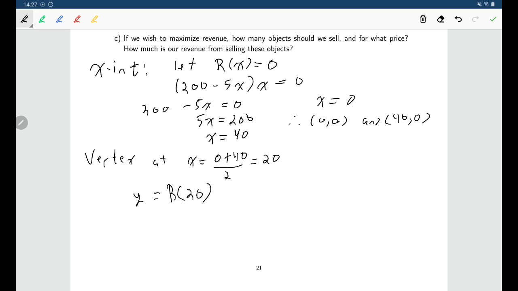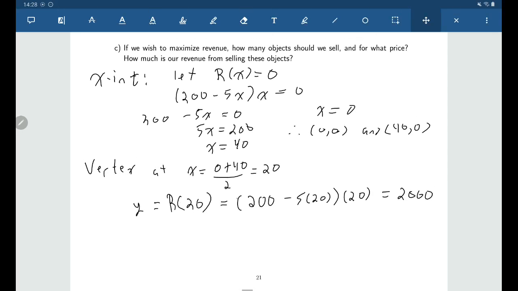Because, of course, the y value is exactly what the revenue function gives you. So if you wanted to know the y value for your vertex when x is 20, that's your revenue function when x is 20. And if we go back and put 20 into our revenue function, either the factored version or the unfactored version, it really doesn't matter, we'll find that our revenue is $2,000.